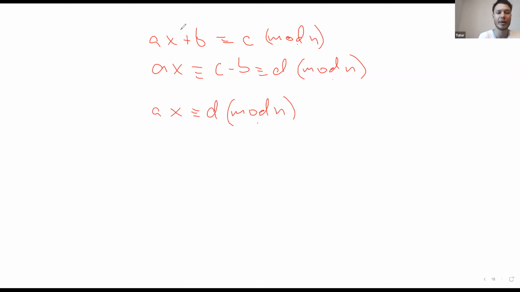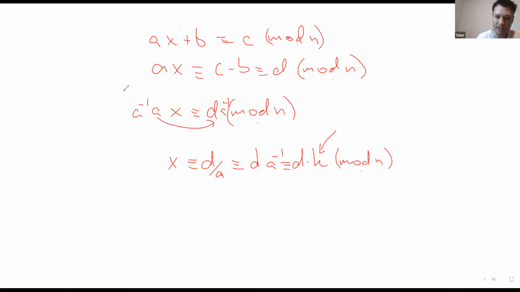So what you can do is multiply by a inverse, or move a to the other side, right? How do I move it? I multiply by a inverse. Then this cancels, and you get that x is congruent with d divided by a, which is d times a inverse mod n. So basically that's d times k mod n, where k is the inverse of a mod n.